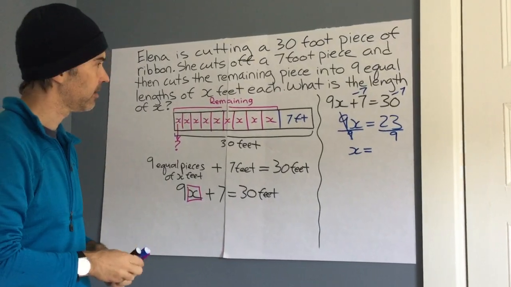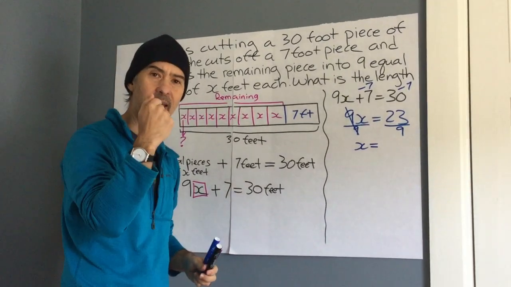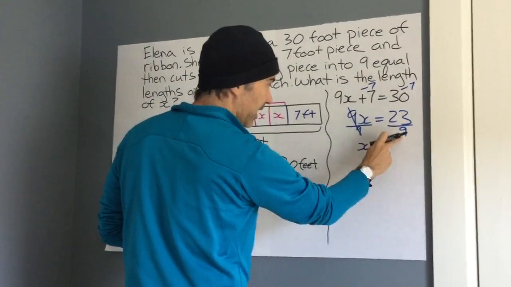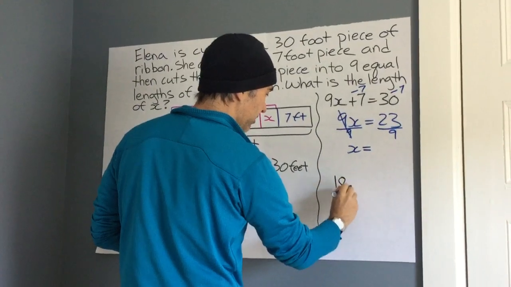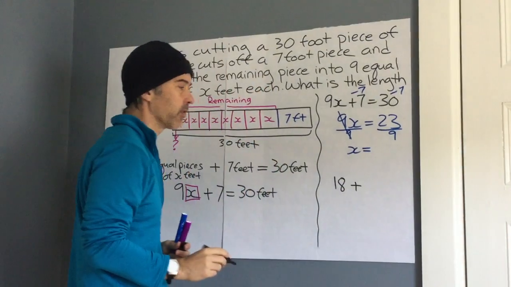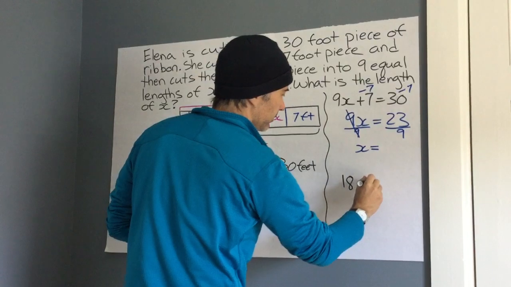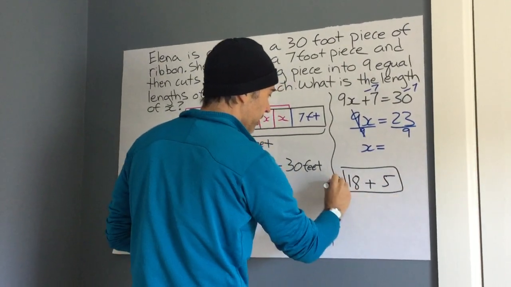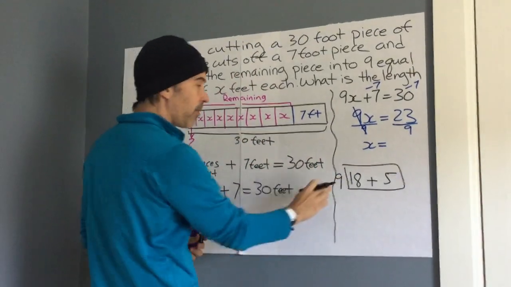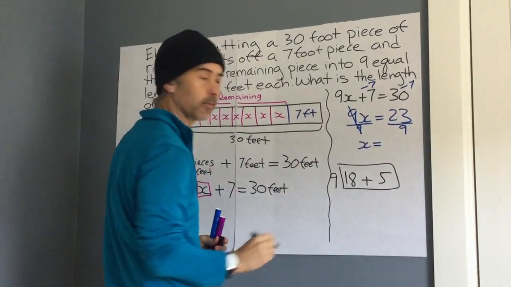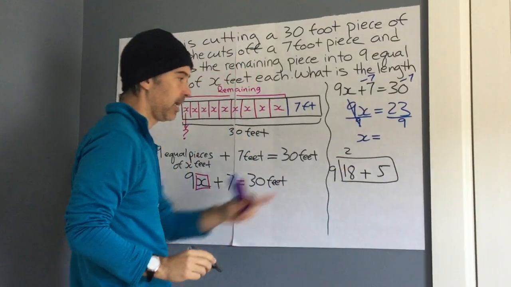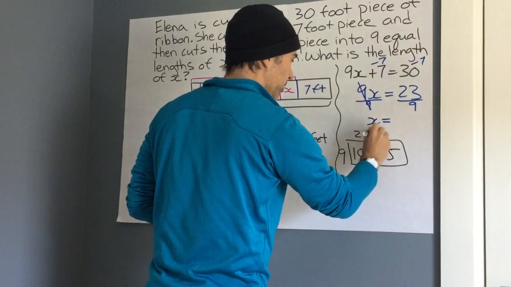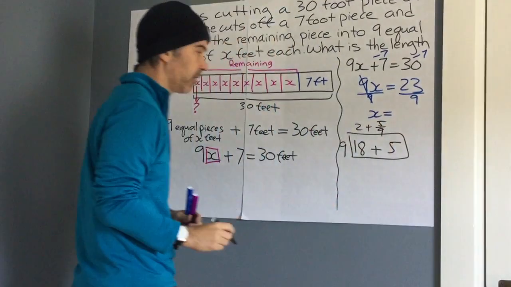Well, I can't do that in my head. But what I can do is take my 23 and break it into 18 and what's left over? 5. And I'm going to take those parts and divide them by 9. How many times does 9 go into 18? 2. And what am I left over? I have 5/9 left over. So 2 and 5/9.